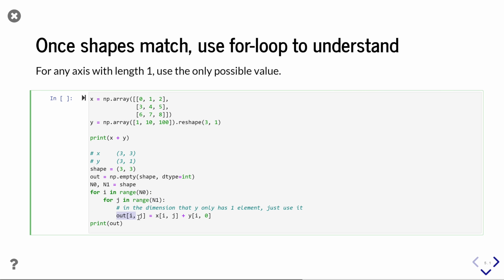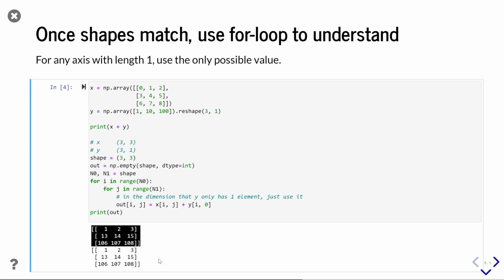Okay, so in order to fill out the ijth entry of our output array, just think that you want to do element-wise addition, but when it's not possible, fill things in the best possible way. X has shape 3, 3, so it makes sense to give i and j as indices to the X array. Y, on the other hand, was 3 by 1, so it makes sense to pass in the i index, which goes from 0 to 2, but I can't pass in the j index here because that axis only has one element. It only has one valid index, so just use it. If I go ahead and run the code, we see that the output is the same as what Numpy gave. Let's take a look at another example.